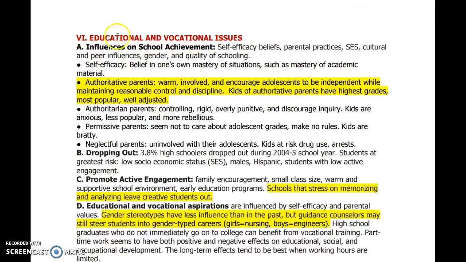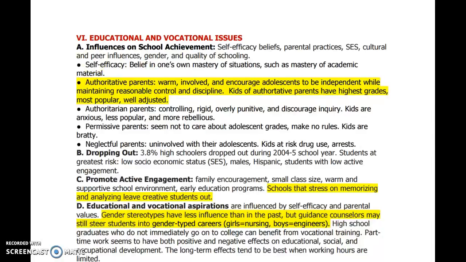All right, let's go to the last part, educational and vocational issues. So self-efficacy, or this belief in one's mastery of a situation, or this belief that you can be successful in whatever task you're trying to accomplish, has a huge influence on school achievement. So children that have self-efficacy, that they believe in themselves, tend to do better in school.